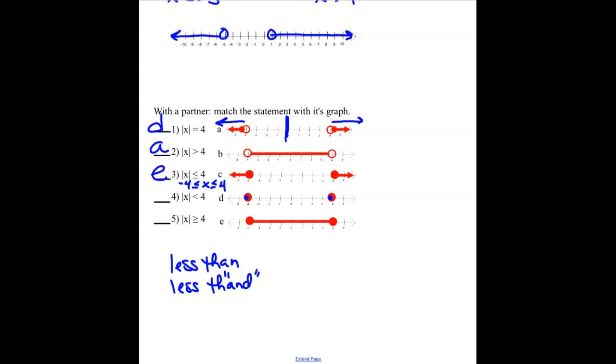Question 4, absolute value of x is less than 4. We want to be closer than 4 spaces from 0. That would be option B.